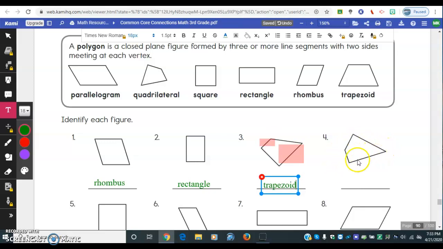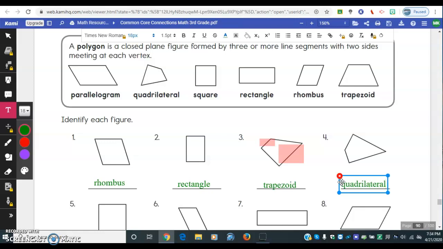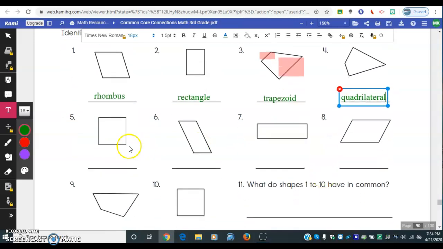I'm looking really close to see if I see any parallel lines. This side and this side are not parallel. They're actually running into each other. This side and this side are not parallel. No. This side and this side are not parallel. None of my sides are going the same way. So we're going to call that just an irregular quadrilateral. It's just a plain old quadrilateral, and it doesn't fit into any of our other groups. Just a quadrilateral. Let's look at number 5.